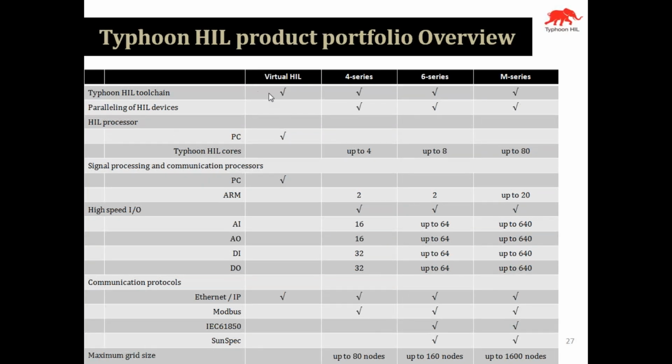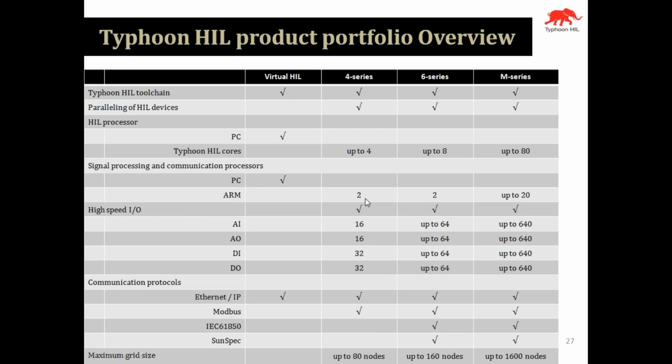Here you can see the virtual HIL toolchain for all series: 4 series, 6 series and M series. Then paralleling of HIL devices, that is for 4 series, 6 series and M series. Then HIL processor, we have used PC for virtual HIL. Then Typhoon HIL cores: in 4 series you can use up to 4 cores, for 6 series up to 8, and for M series up to 80.